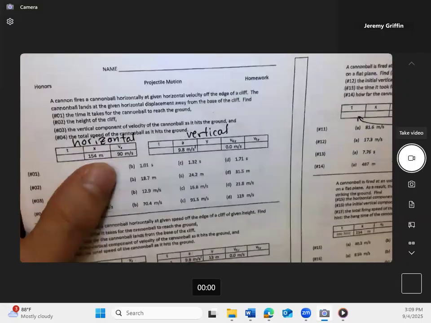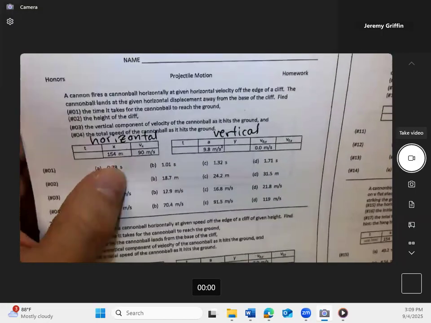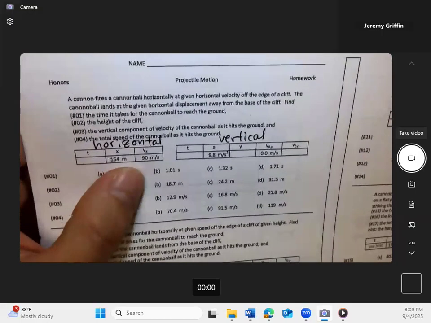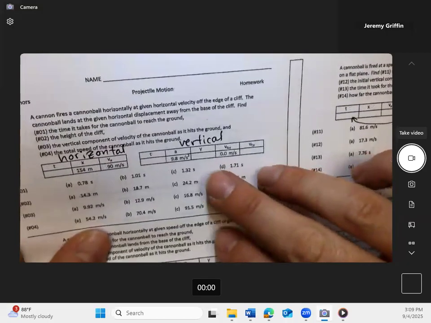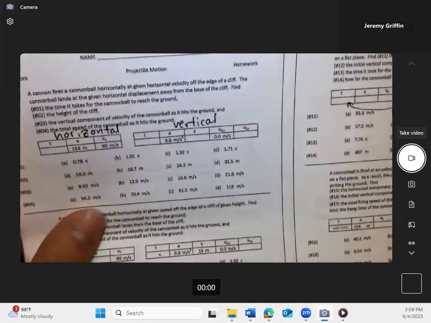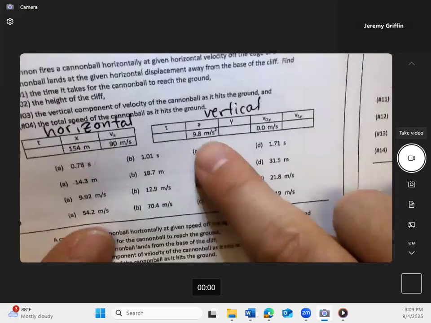And horizontally, guys, there's no acceleration. All it is, is distance equals speed times time. That's all you're doing horizontally speaking. Distance equals speed times time. That's it. Now vertically is a little trickier. There's more involved because there is gravity vertically.